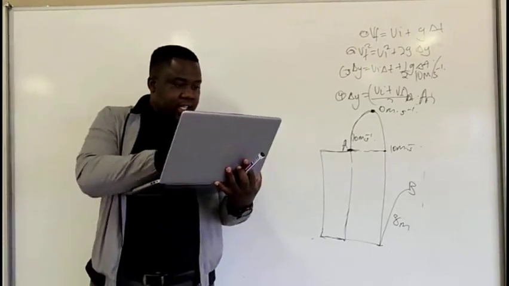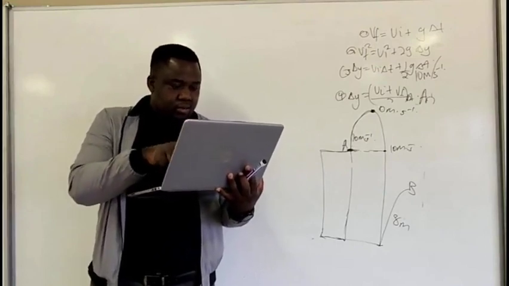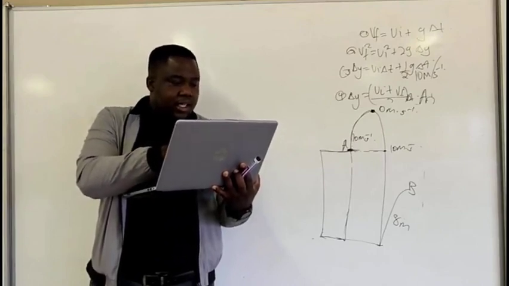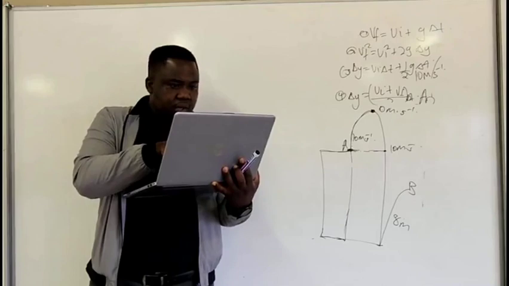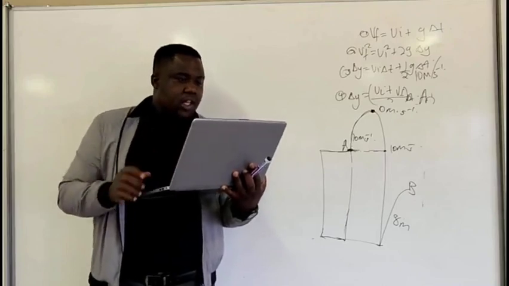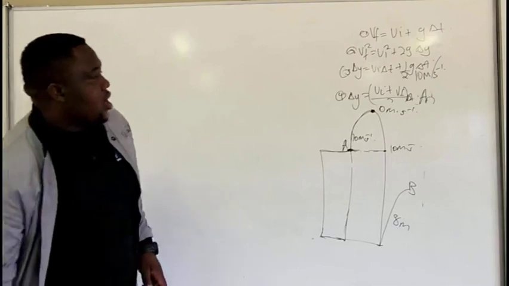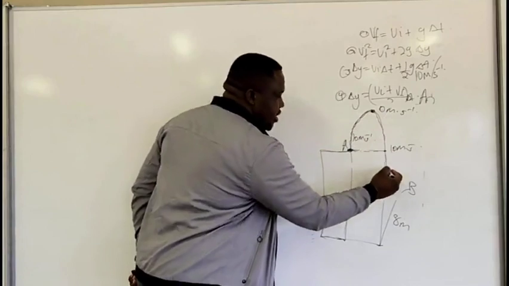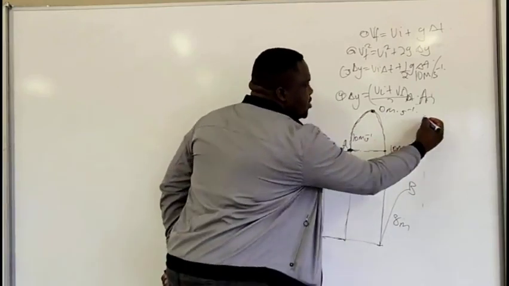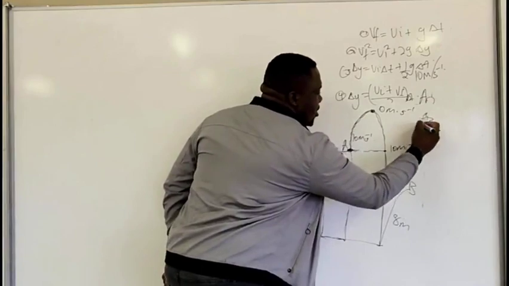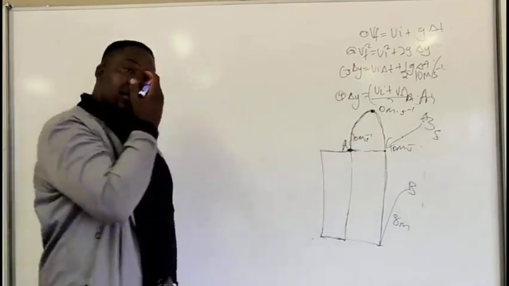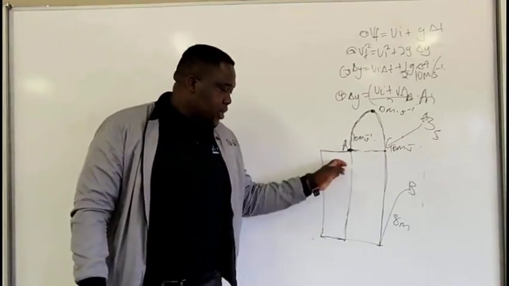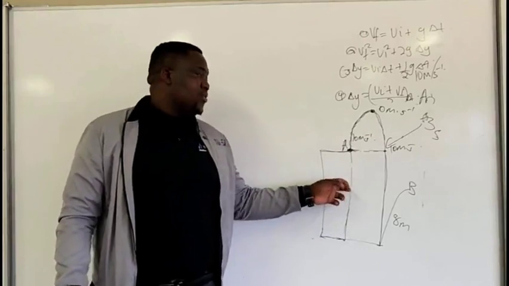Can you see? There is something very important which we are told in the question. The question says that the ball hits the ground after, not 0.3, 3 seconds. The ball hits the ground after 3 seconds. So the ball moved from this point until it hits the ground. It took 3 seconds. We need to calculate the height of this building.